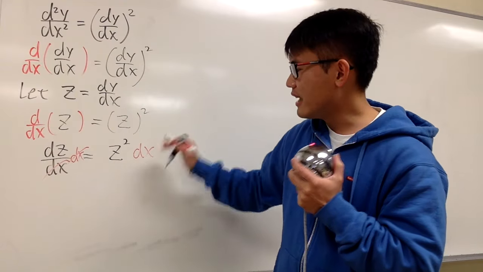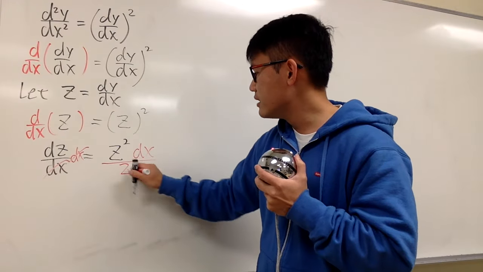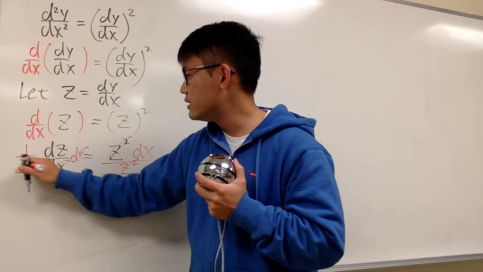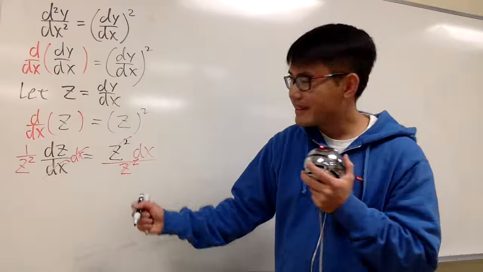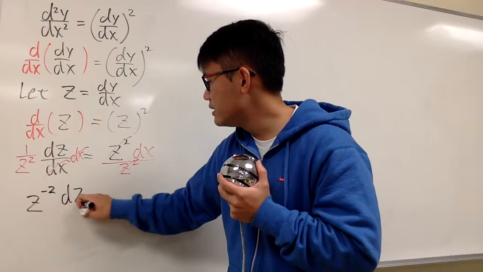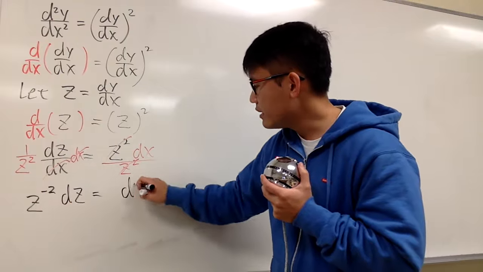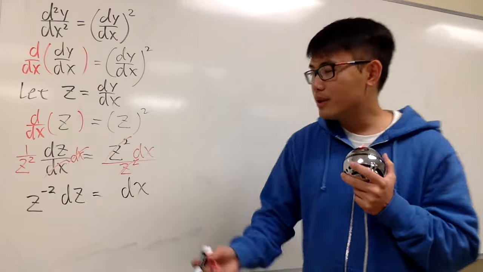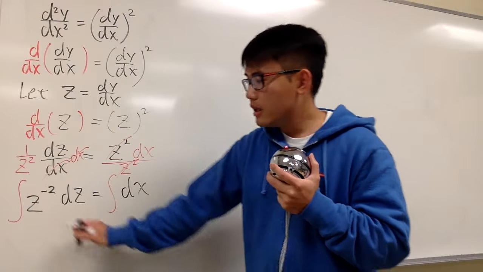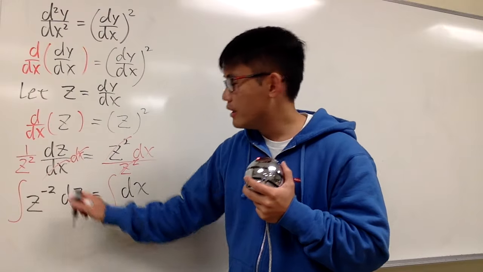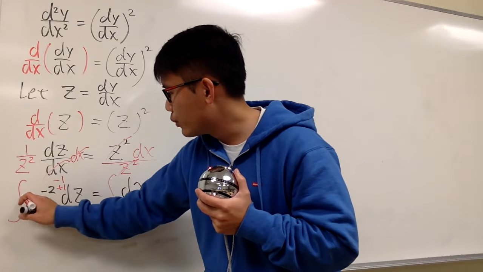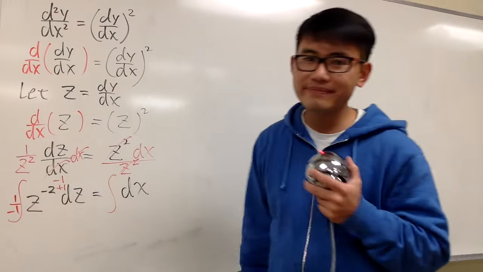The z is not invited in the x world, so let's divide both sides by z squared, so they cancel. Bring that to the other side, I'll put this down as 1 over z squared, which is the same as saying z to the negative 2, and we have the dz like this. And on the right-hand side, we have the dx. And now, the deal is we can just integrate. So, the integral of z to the negative 2 power: let me just add 1 to the power, we get negative 1, and we divide by this new exponent, we will have 1 over negative 1, right?